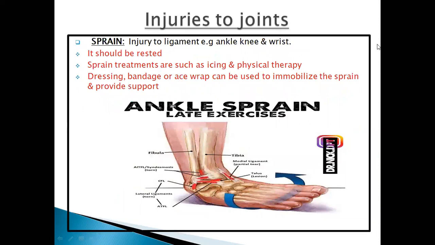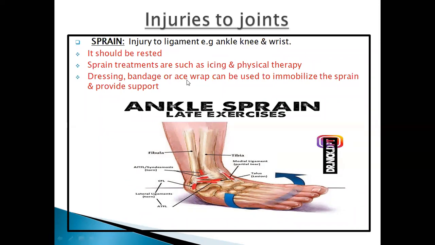Next injury to joints is the sprain. What happens in the sprain? Injury to ligament. What is a ligament? It attaches bone with bones. Now it is actually attacked on this point, it is affecting this region. Injury to ligament, ankle, knee, and wrist, here it can occur. It should be rested. Sprain treatments are such as icing and physical therapy. You can treat it with these two ways.